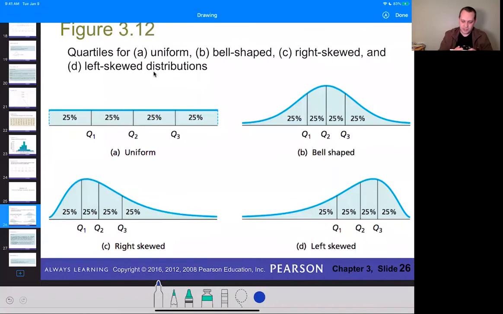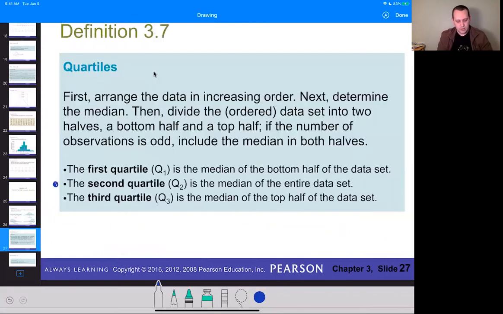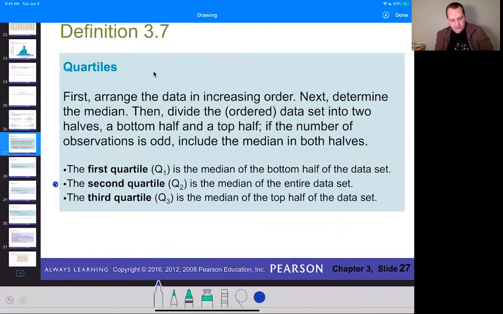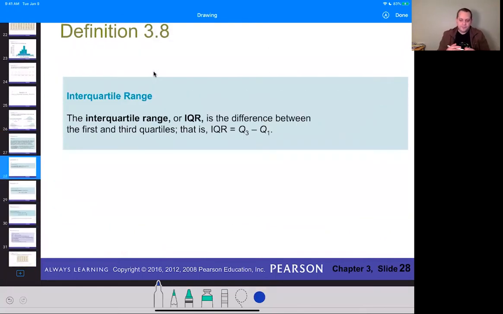So here's a picture of what I'm talking about. So Q2 is just the median of your data. Q1 and Q3 are going to be the medians of your lower half and upper half of your data, respectively. Okay, so those are quartiles. And that's actually already 3 of the 5 numbers that are used in the 5-number summary. There's really not too much more to talk about there.